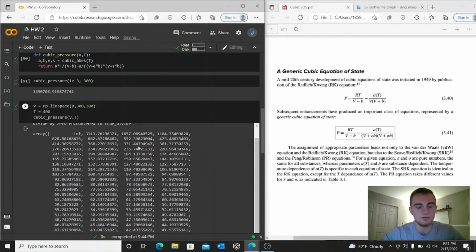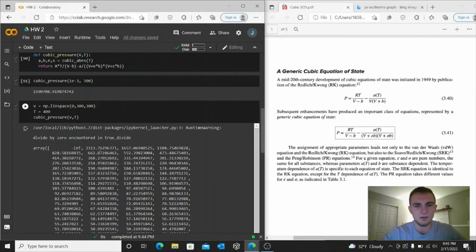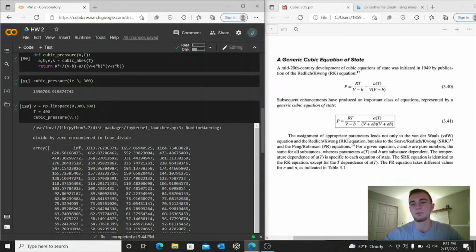So this will return us, again, an array with 300 different values. But we have an issue here. We see that we have this negative infinity here. And the reason that arises is because we have volume values here that are less than our B value. But we know that that can't be true because the denominator here cannot be 0. So what we're going to need to do is ensure that each of our volume values is always bigger than our B parameter.